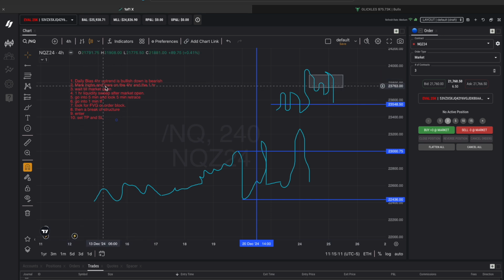Next thing we want to do is mark the highs and lows on the 4-hour and the 1-hour because we're looking for a liquidity sweep of that area. And then we wait till market opens. Then we look for 1 minute.